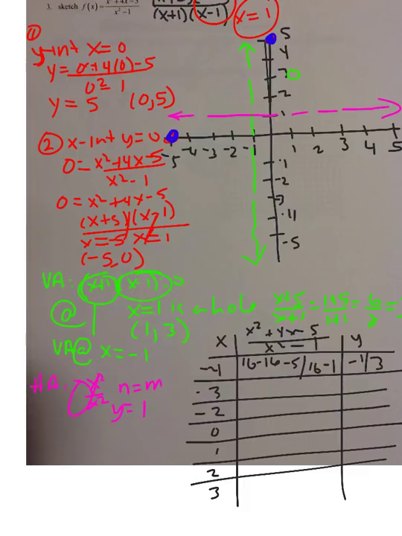The next one is 9 minus 12 minus 5 over 9 minus 1. That's negative 8 over 8, which is negative 1. The next one is 4 minus 8 minus 5 over 4 minus 1. That's negative 9 over 3, which is negative 3. Then for 0: 0 plus 0 minus 5 over negative 1, so that's just 5.